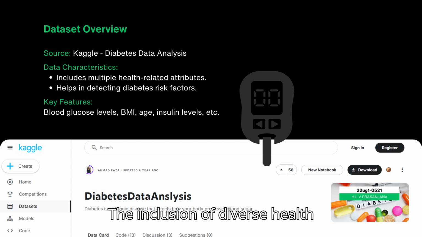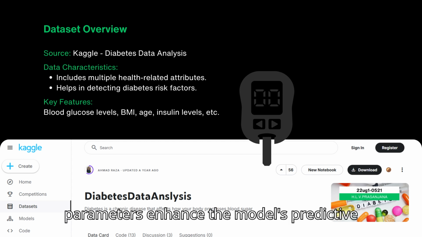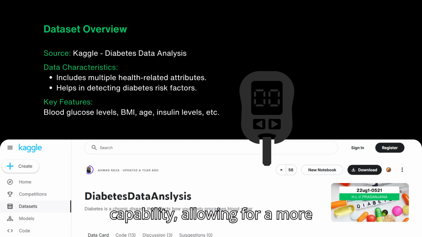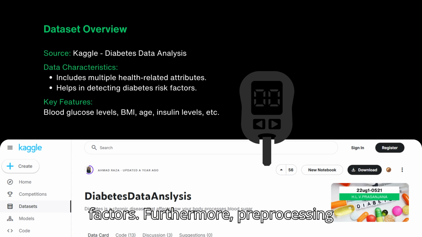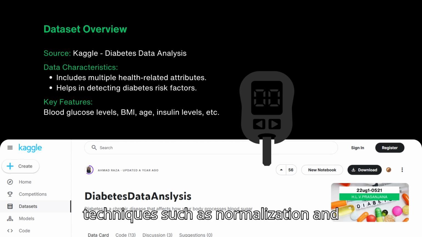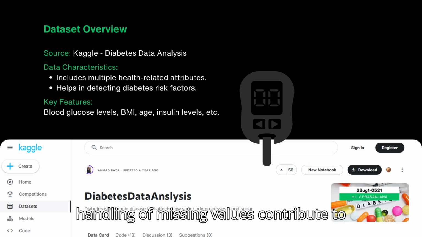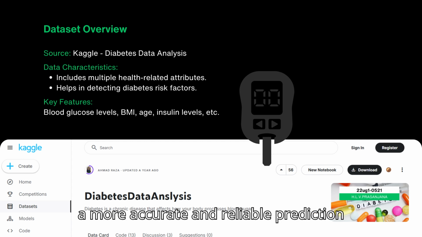The inclusion of diverse health parameters enhances the model's predictive capability, allowing for a more comprehensive assessment of diabetes risk factors. Furthermore, pre-processing techniques such as normalization and handling of missing values contribute to a more accurate and reliable prediction model.